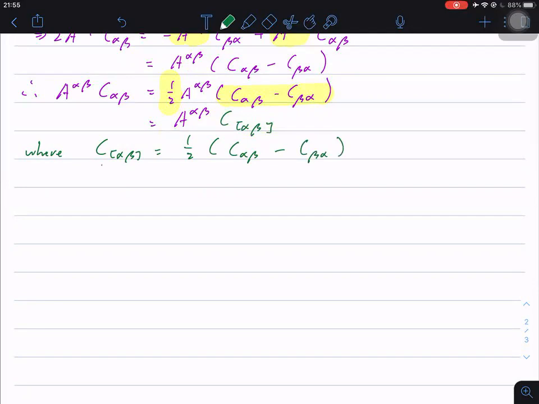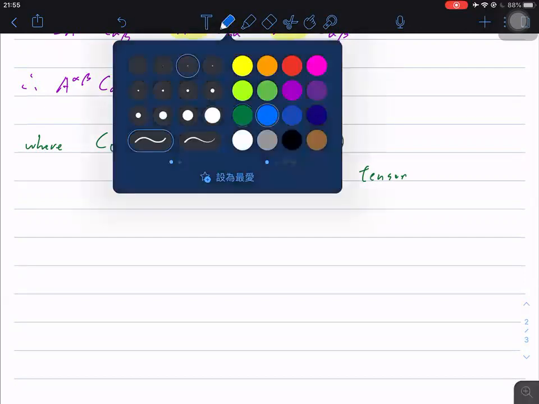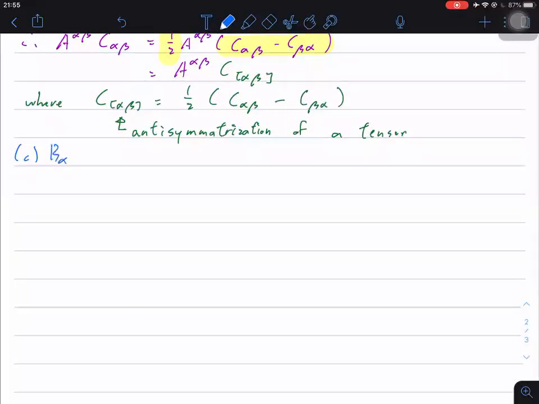So this square bracket is actually anti-symmetrization of the tensor C. So what it is basically is extracting the anti-symmetric part of C, of this rank 2 tensor. Okay, and for part C, the way to do this is basically the same.